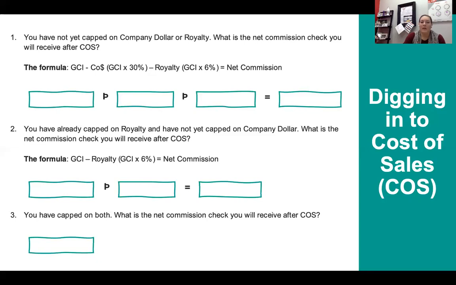So these show the difference in what that looks like. Also, inside of Command, when you enter that commission in, the formula auto-populates and shows you how close you are to capping, your balance of capping on company dollar and on royalty. So you can keep up with that and see where you're at. But when you're capped on royalty and you're capped on company dollar, you are earning 100% of your gross commission income.